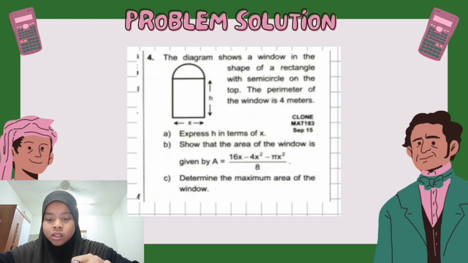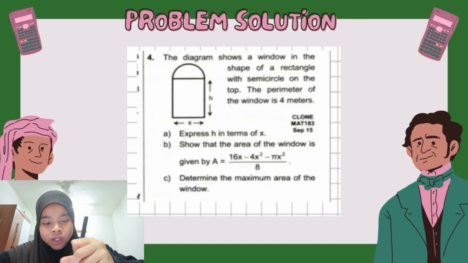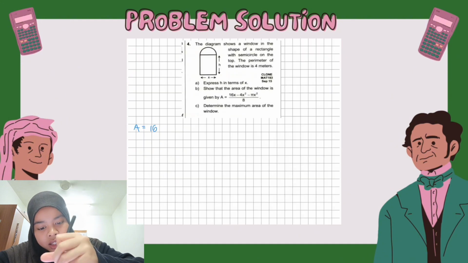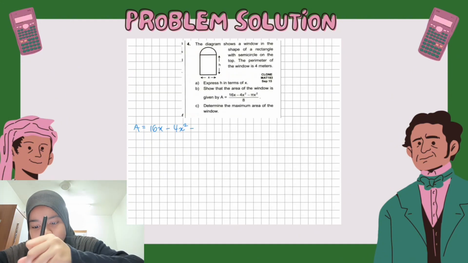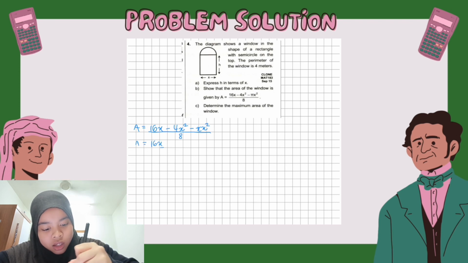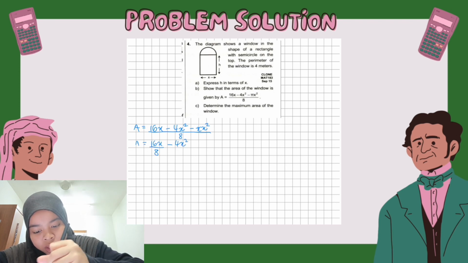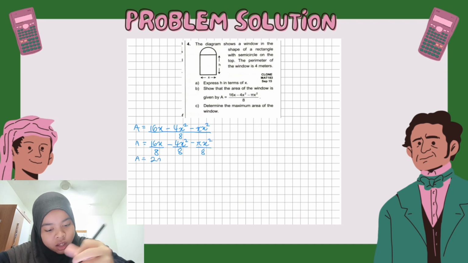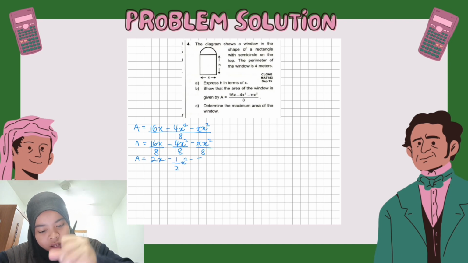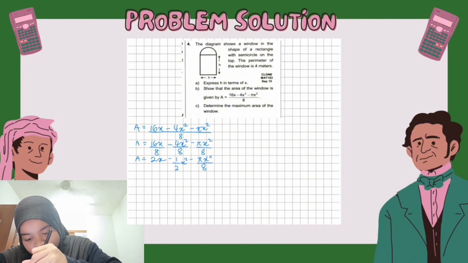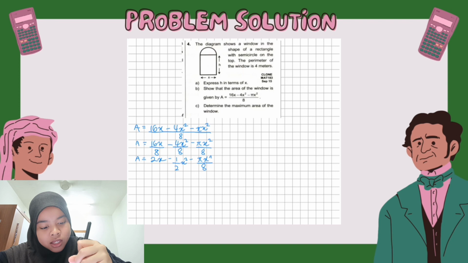So for the last question, the question asks us to determine the maximum area of the window. At first we need to list off the area equation, so it will be easier to look at it: 16x minus 4x squared minus pi x squared over 8. Then we simplify it. It will be 16x over 8 minus 4x squared over 8 minus pi x squared over 8. Then it will be 2x minus 1 over 2 x squared minus pi x squared over 8. Then we do the derivative test.